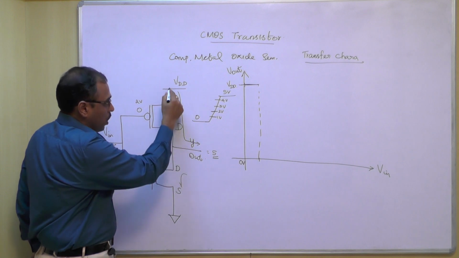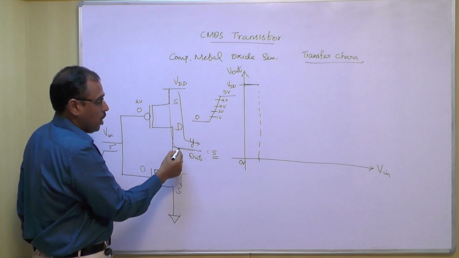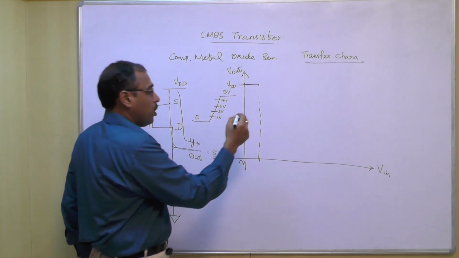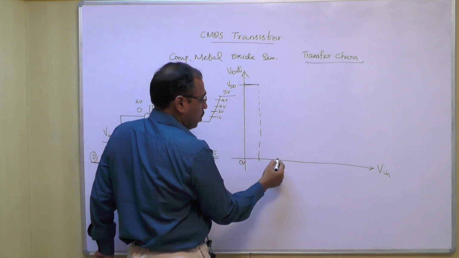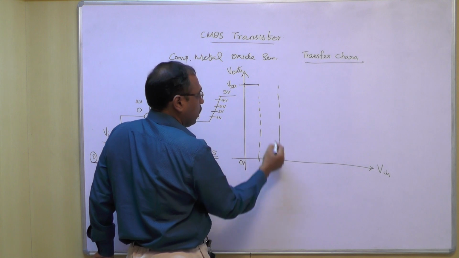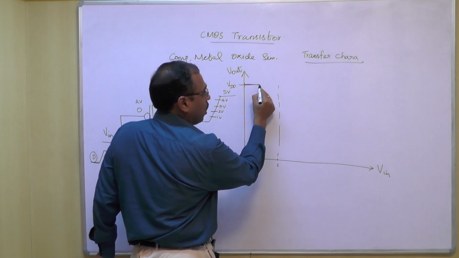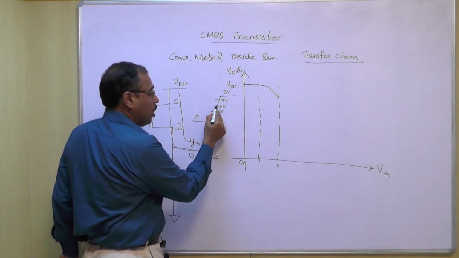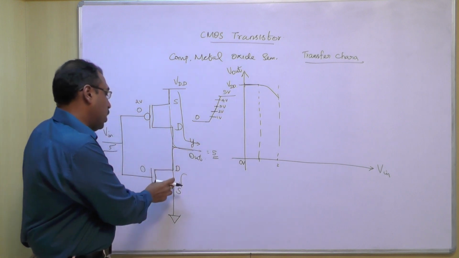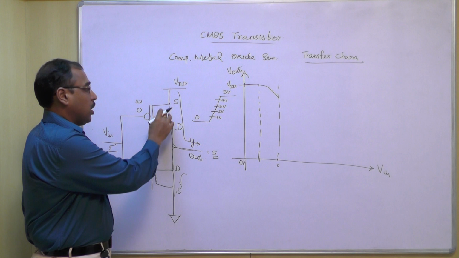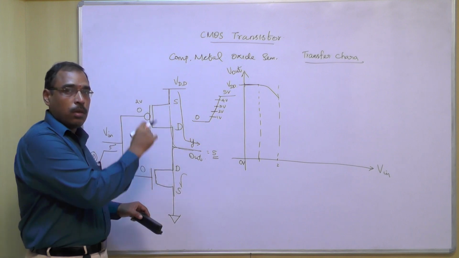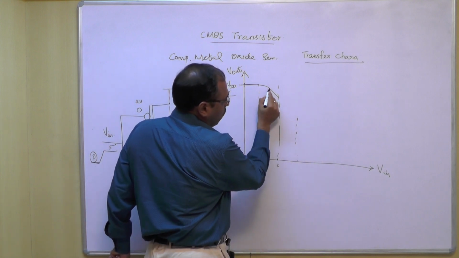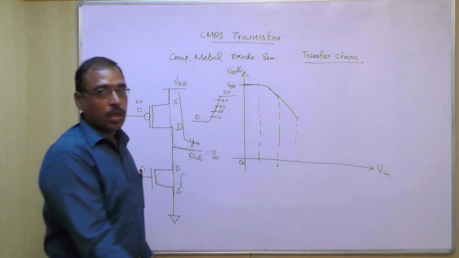Your VDD is connected to Vout, as well as Vout is connected to the ground through the NMOS transistor, so your output voltage starts slowly decreasing. This may be 2 volt. When you apply 2 volt, the output voltage starts to degrade from 5 volt to some 4 volt. Then when we increase the input voltage to 3, again the conduction of the NMOS transistor will increase, and at the same time the conduction of the PMOS transistor will be reduced. So at 3 volt, your output voltage will be reduced again.